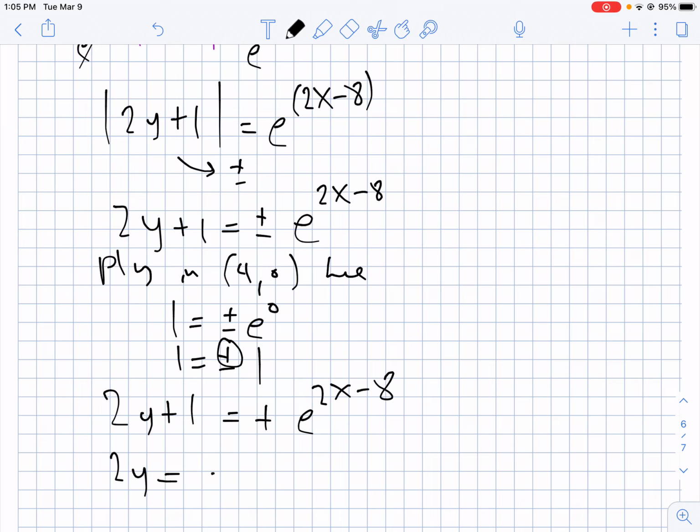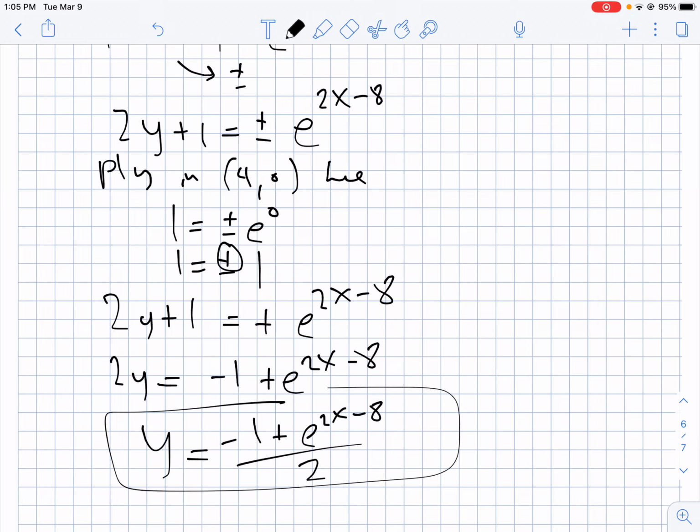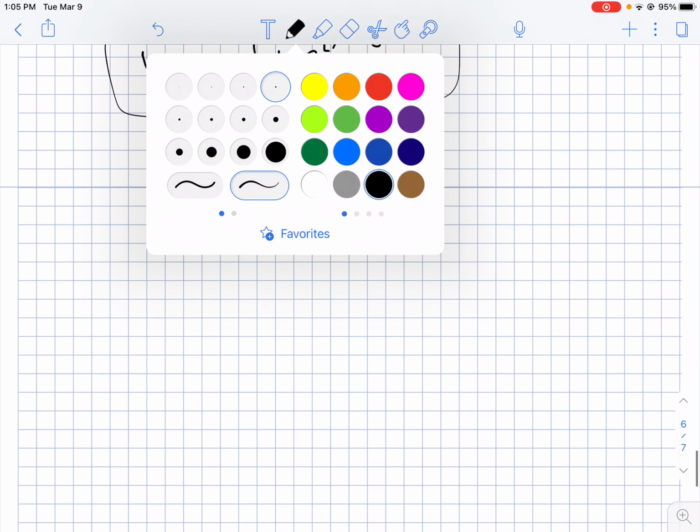So 2y equals -1 plus e to the 2x minus 8. So then y would be (-1 plus e to the 2x minus 8), or (e to the 2x minus 8 minus 1), divided by 2. Okay, and that's how I'll find that. So that's separation of variables with the ln case. The absolute value leading to a plus or minus, that's kind of the interesting step we've got to be aware of here.